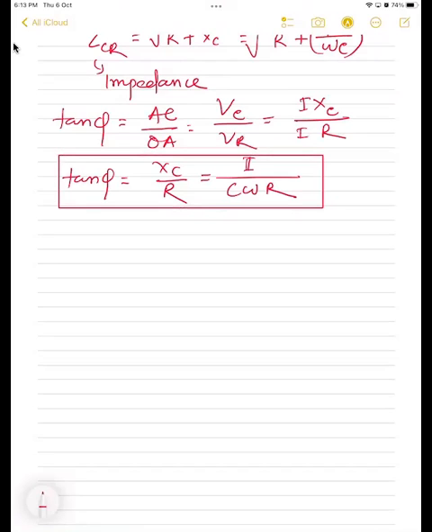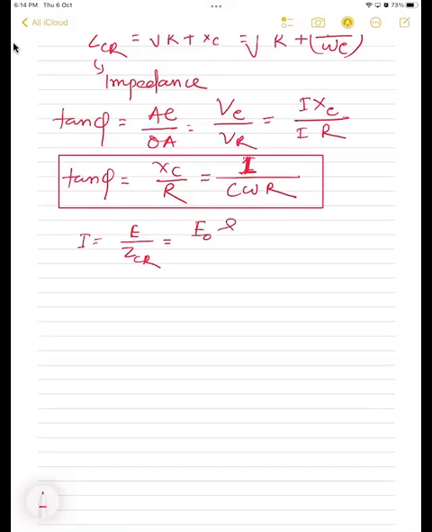XC is 1 by omega C, and R below, so tan phi is 1 by C omega R. Correct? And in the overall circuit, EMF lags behind the current by an angle phi, right? And that I is equal to net EMF by impedance through the CR circuit.